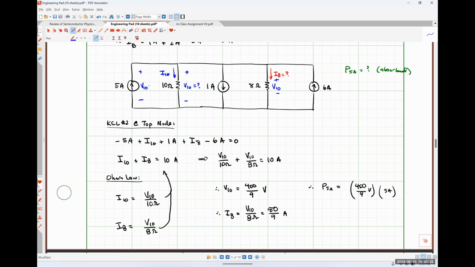In this case, it looks to me like the current is flowing into the negative polarity terminal, which means we will need a negative sign in order to get our absorbed power. And this to me comes out to be 2000 over 9 with a negative out in front, watts.